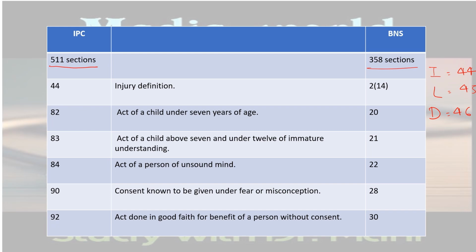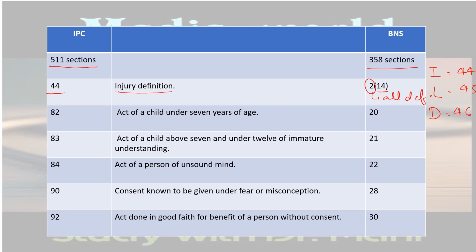These were the definitions of injury, life and death in IPC. So the injury definition was in the 44th section of IPC. Through this mnemonic we learned. Now in BNS we have kept all the definitions in section 2. Section 2 covers all the definitions. Now the 14th part of section 2 contains the definition of injury. How do we learn it? 14th. 14th has 4 in it, and in the previous one also 44 was the definition of injury. So by correlation we can learn it.